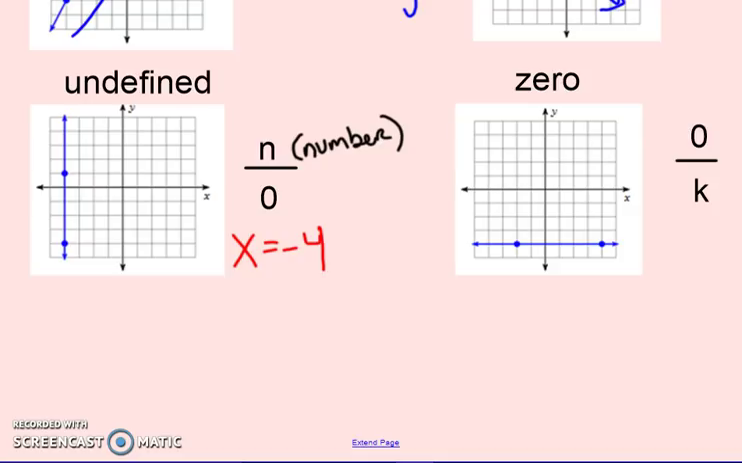That means you're undefined. A 0 slope means you have 0 over a number. In this case, I'm calling it my variable k. That is okay to have. It just means you get a 0 slope. In this case, our equation would be y equals -4. So there is no x variable, but it can still have that slope.